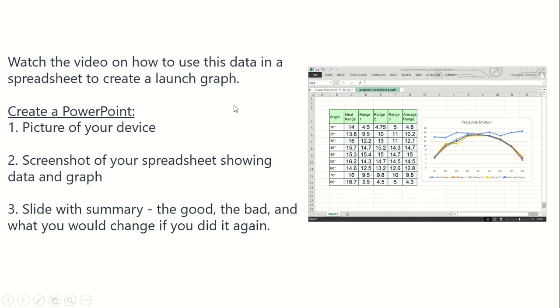Then what you turn in to me on Canvas is a PowerPoint with a picture of whatever you made, a screenshot of this right here, and then a slide that summarizes stuff. Tell me how it went. I want you to tell me, because I'm not there to watch it. If you want to attach a video somehow or do something else, however you want to do it, I want to hear how it went. So tell me what went really well, what problems you had, and if you're going to do it again.